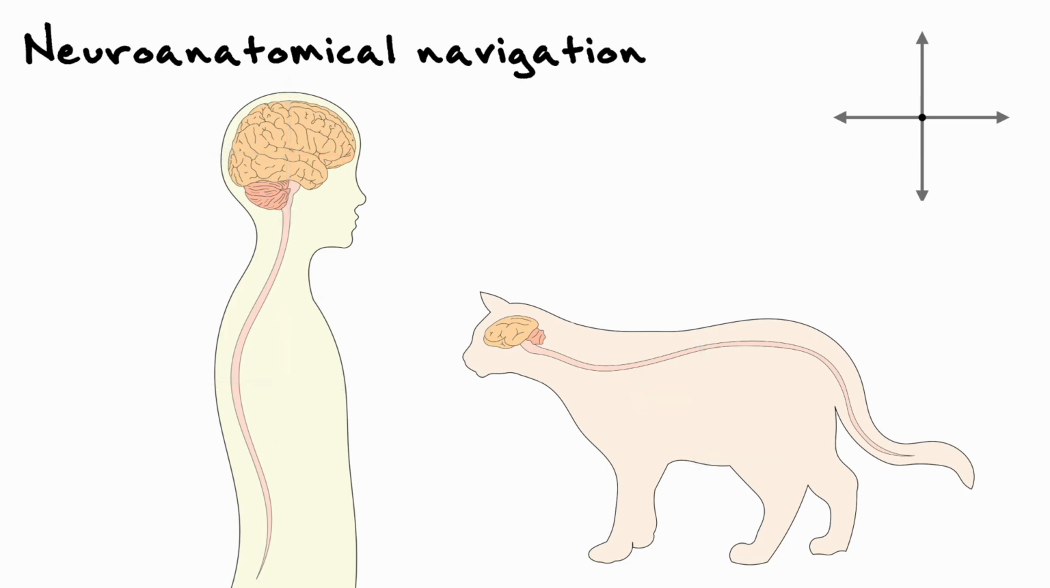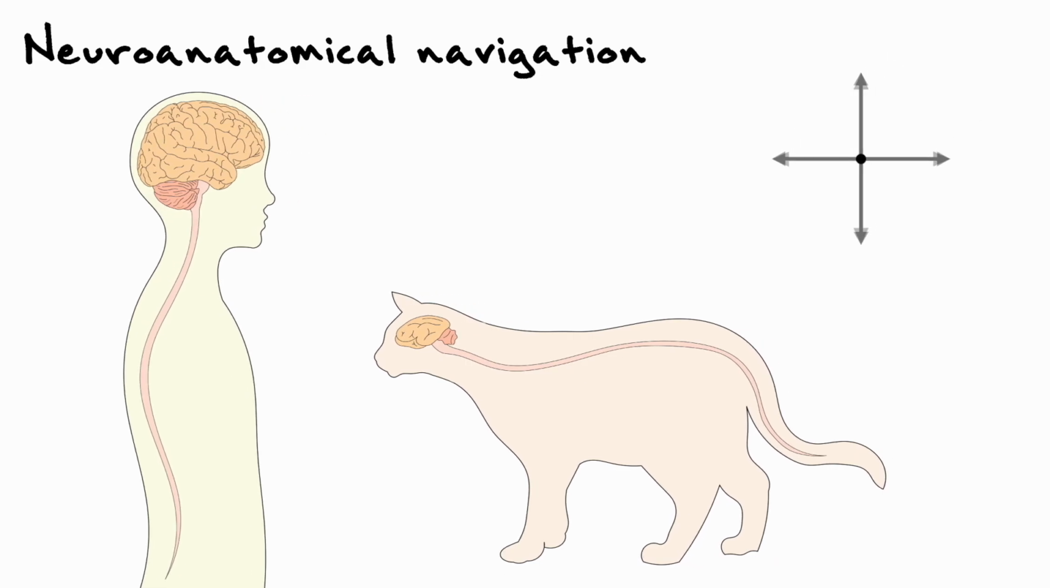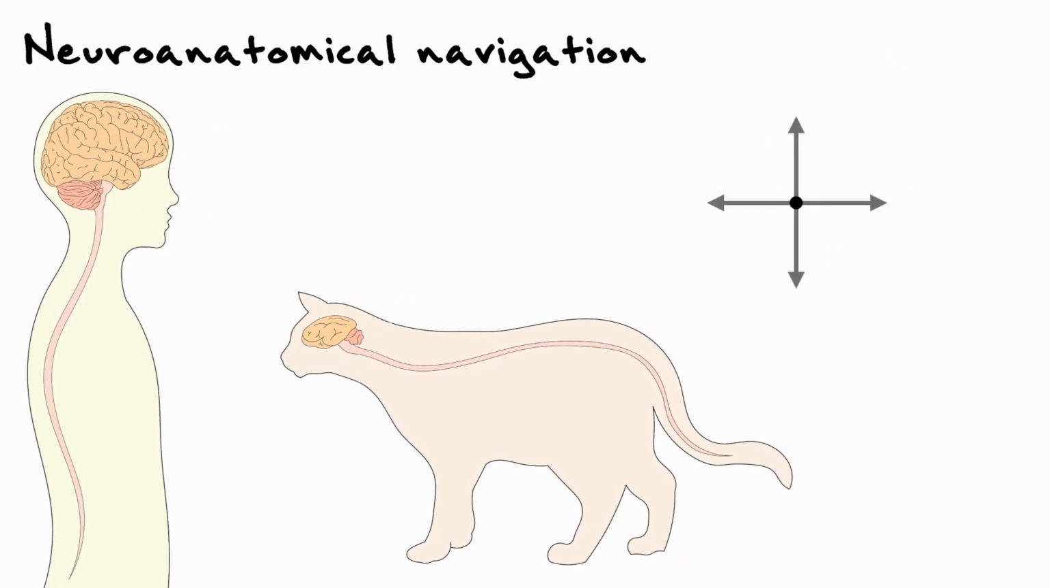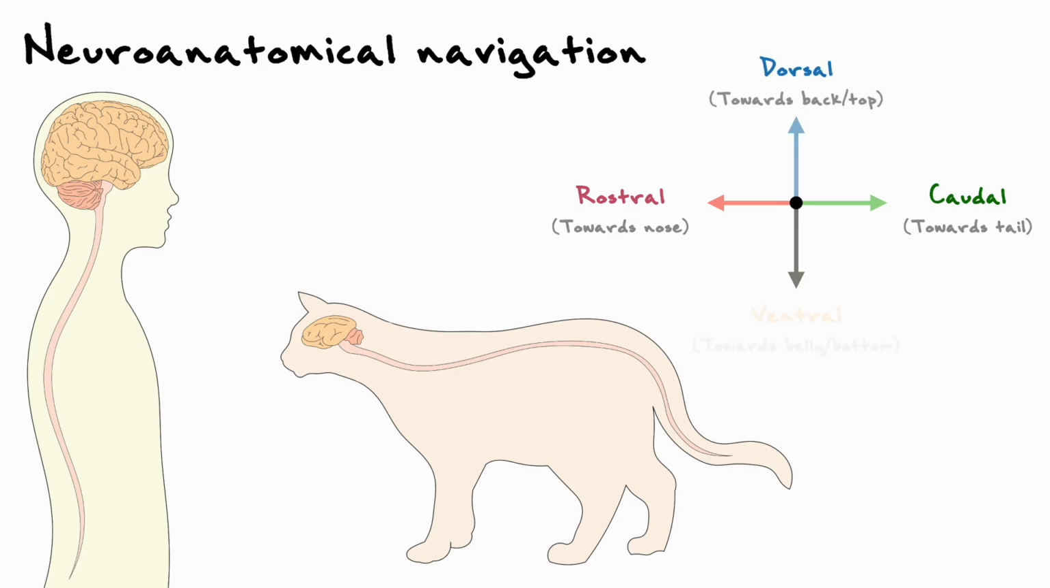Now, since the cat has an easier nervous system to navigate around, let's start with it to establish the true navigational terminology. The front direction is known as rostral, as it means towards the nose, and the back direction is known as caudal, as it means towards the tail. In terms of up and down directions, up is known as dorsal and down is known as ventral.